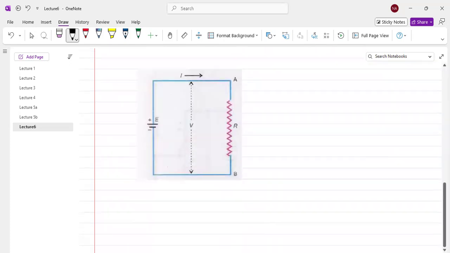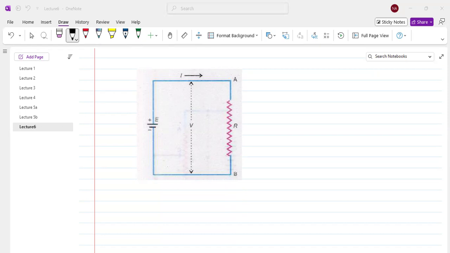Our next topic is electrical power and power dissipation in a resistor. What does this mean? This means we have to consider two types of things: electrical power and power dissipation in a resistor. Now we discuss electrical power and power dissipation in a resistor.